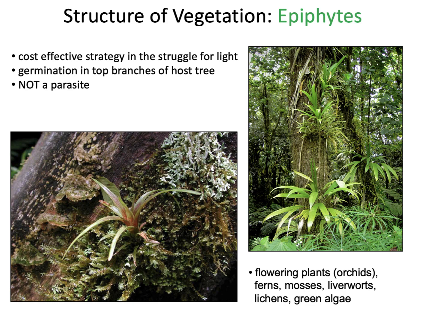It's also important to note that these epiphytes are not parasites. So they are not stealing anything from the tree. They simply just live on the side of the tree. And many examples of plants are epiphytes. Things like flowering plants such as orchids, ferns, mosses, liverworts, lichens, and green algae, just to name a few of the different phyla that we have learned this semester.